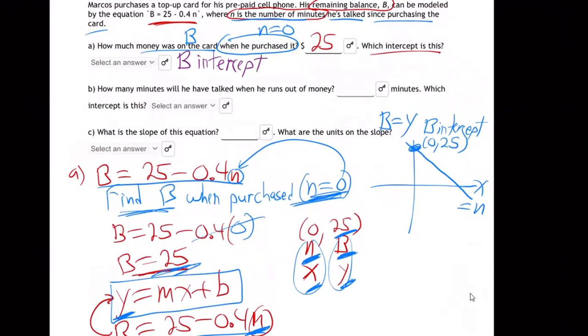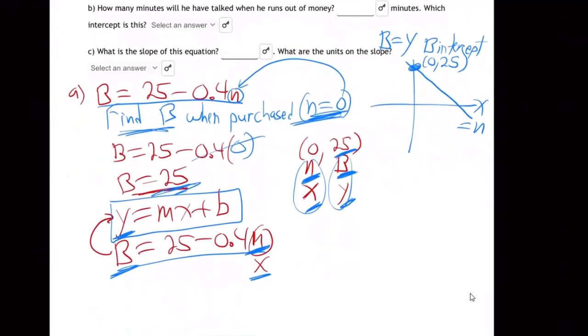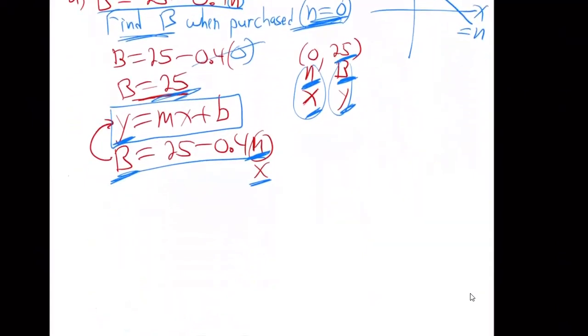It's a b-intercept because it's got a b value. All right, and now we'll go on to part B. How many minutes will he have talked when he runs out of money? That'll be part B down here.